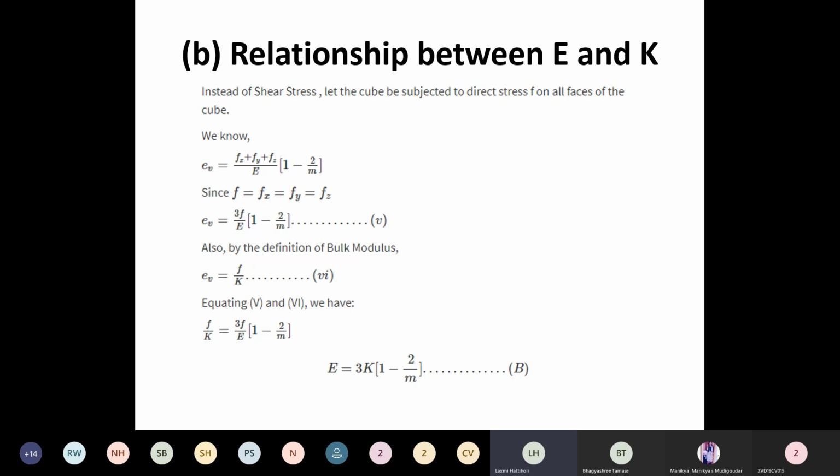And we also know bulk modulus, what is the definition of bulk modulus? Direct stress divided by volumetric strain. So volumetric strain, I'll take it outside as EV. So direct stress, sigma or F, whichever you feel you can take, divided by K. So just substitute in this upper equation and operate this mathematically. You will get an equation E is equal to 3K into 1 minus 2 mu. So either you can write 1 minus 2 mu or 2 divided by M, because 1 by M is nothing but mu. So this is the second equation.